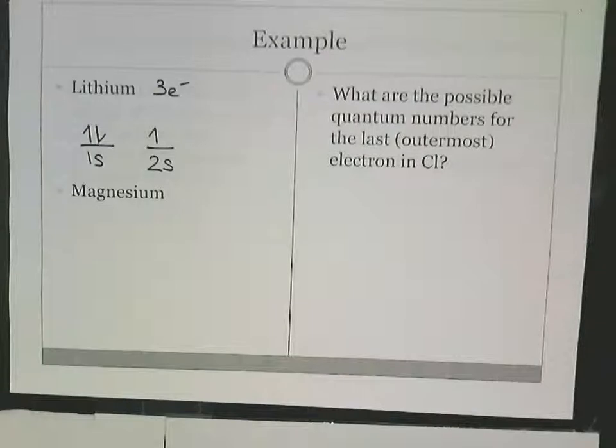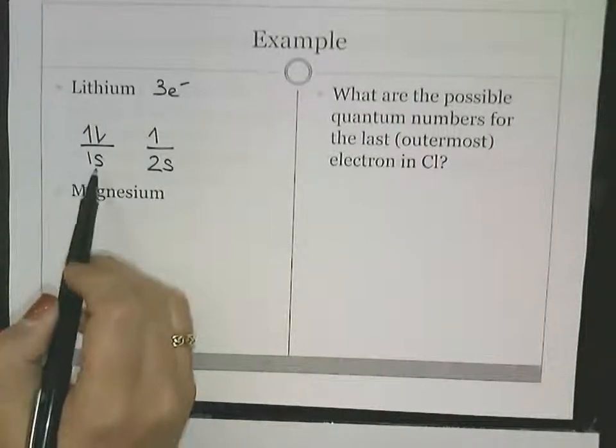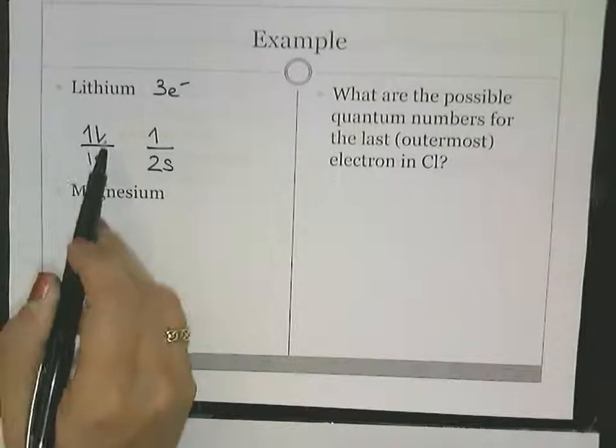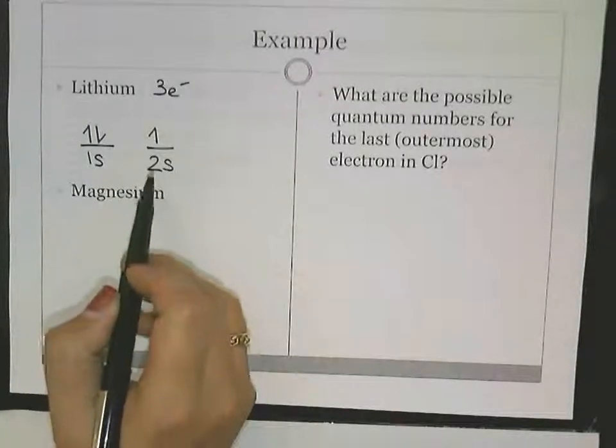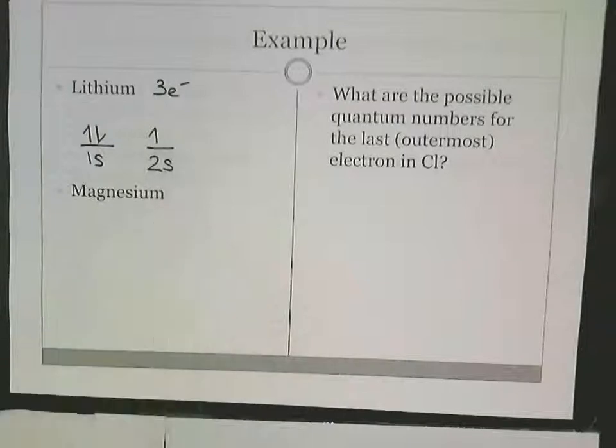That makes sense? So far so good? N equals 1, L equals 0, each have 2 electrons. Then N equals 2, L equals 0, with 1 electron. We work our way from the bottom.